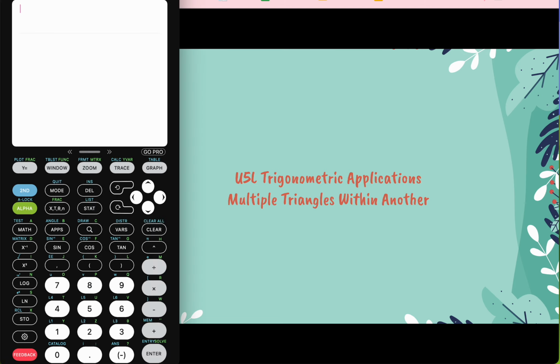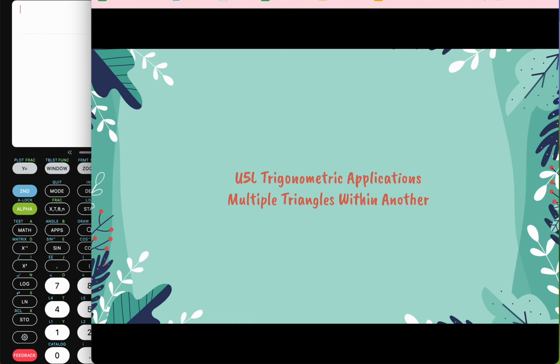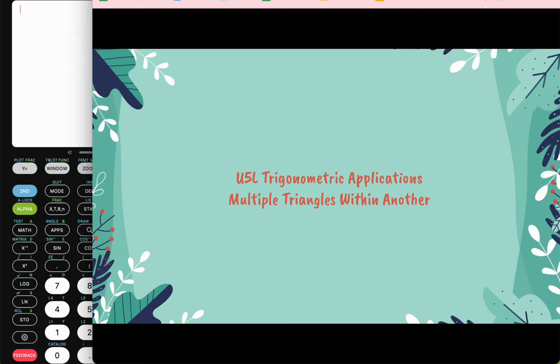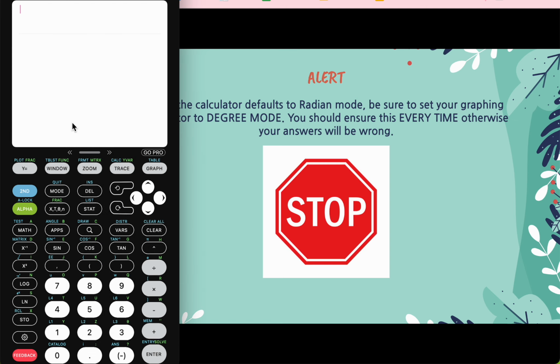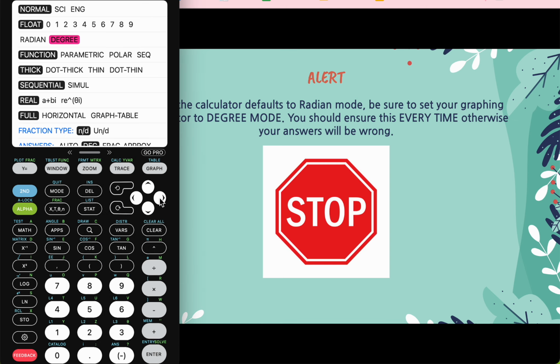All right, welcome to the Ed Puzzle for this lesson where we're going to be talking about some trigonometric applications, where in this case we're going to have some real life contexts where when we're drawing our situation up, we end up getting multiple right triangles within one another. So you want to always just make sure before you start doing your trig that your calculator is in degree mode. So we go to our calculator, we click that mode button, and we make sure that degree is the one that is highlighted.